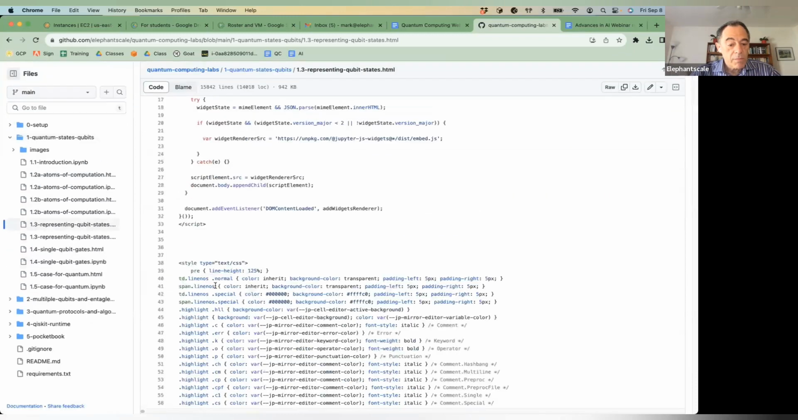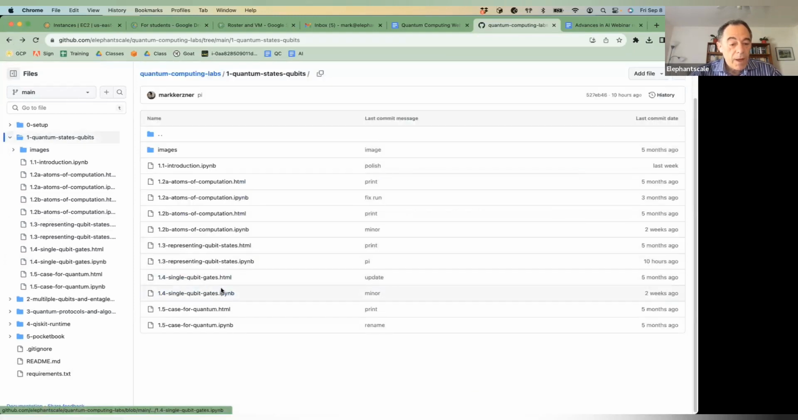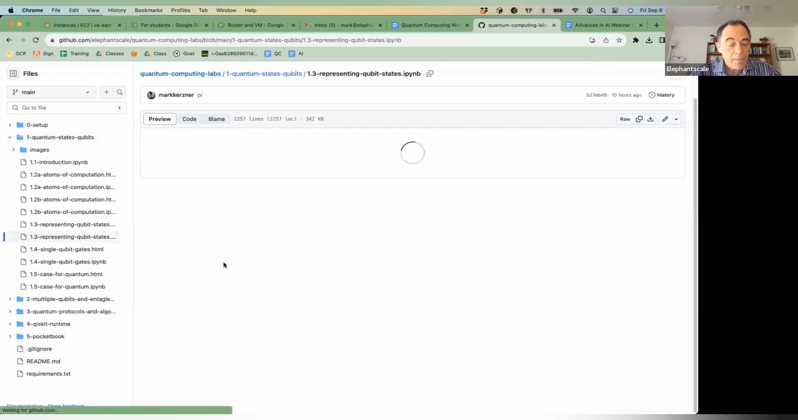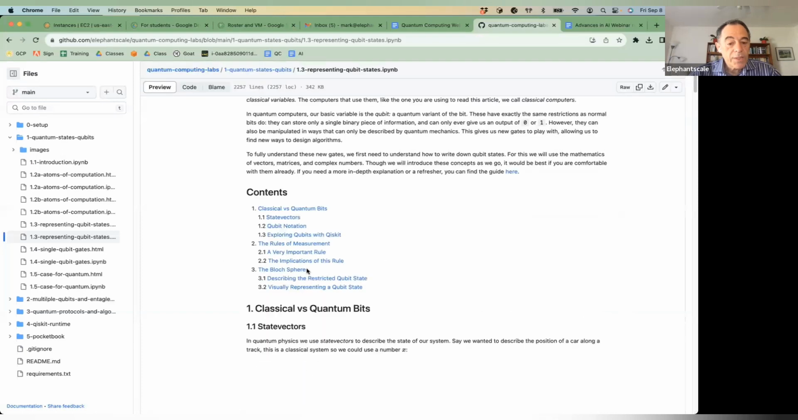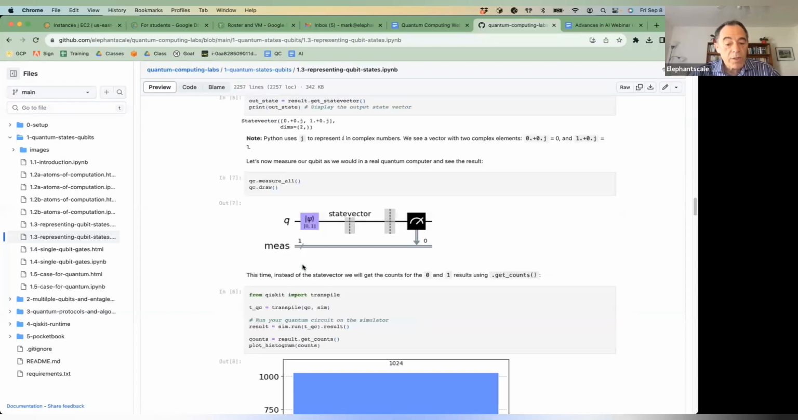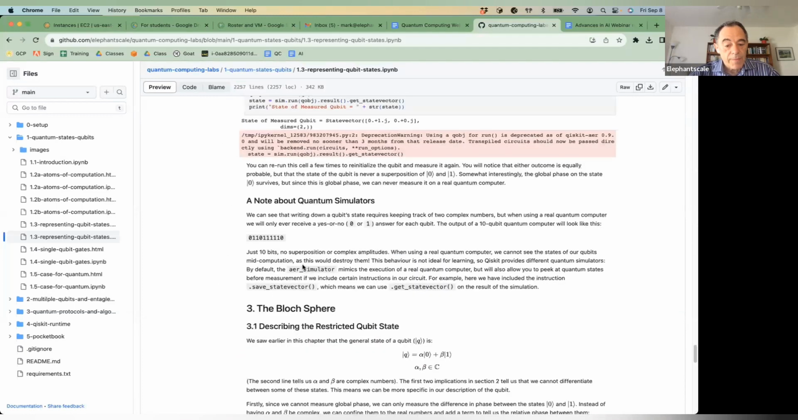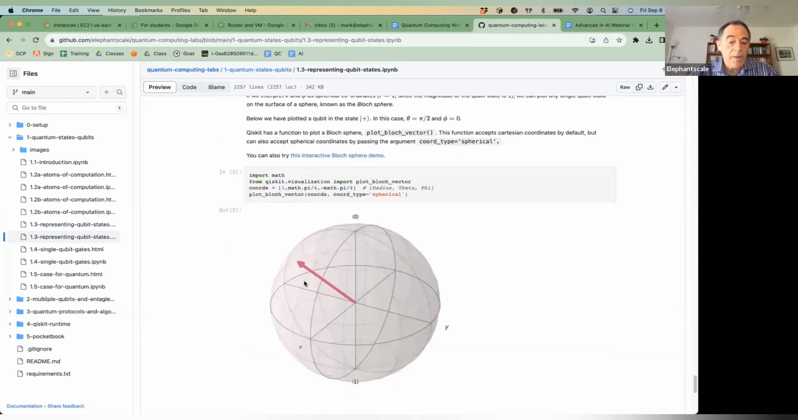Oh, pretty bad looking. Well, how about in the IPYNB form? It is at least a little bit better, but we are not going to do the whole thing. We'll go straight to the Bloch sphere right here. There you are. Look at that. Now, if you run this code, you will get this picture. So your exercise will be to actually run this code and see the picture.